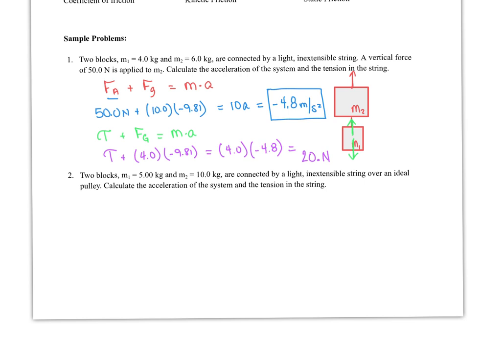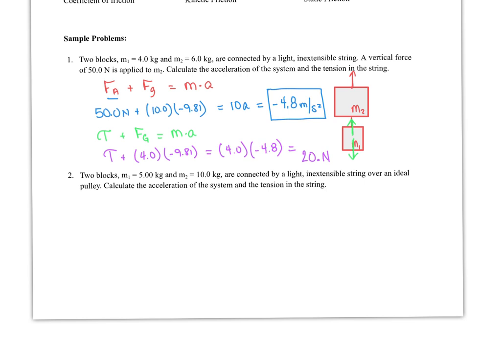So you should get 20.04, but we're talking two significant digits. 20 newtons, you can either put a decimal at the end of that 20, or you can underline that 0 to let me know that is your significant digit there. But those are your two significant digits. The next one.